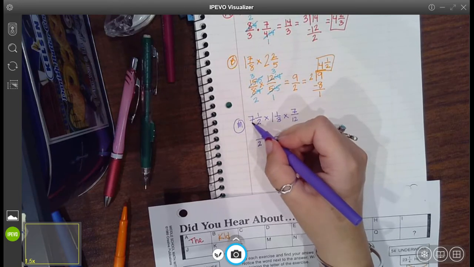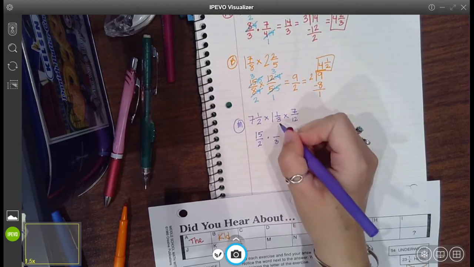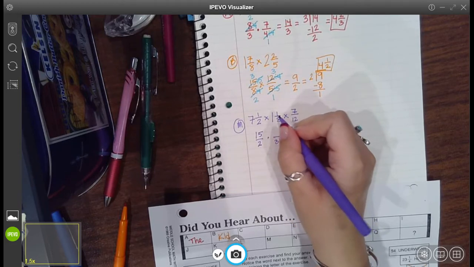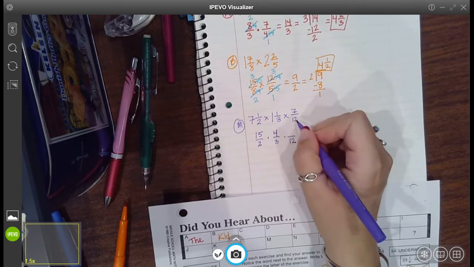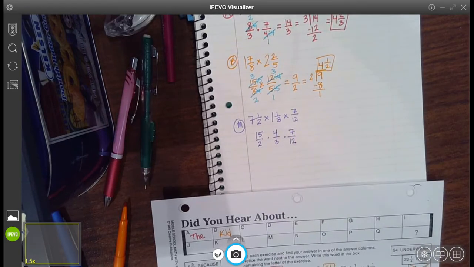And 2 times 7 is 14. 14 plus 1 is 15. 3 times 1 is 3, plus 1 is 4. And then that was already just a fraction, so I just keep it the same.